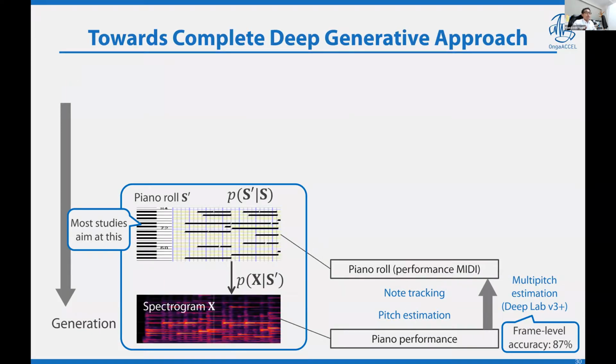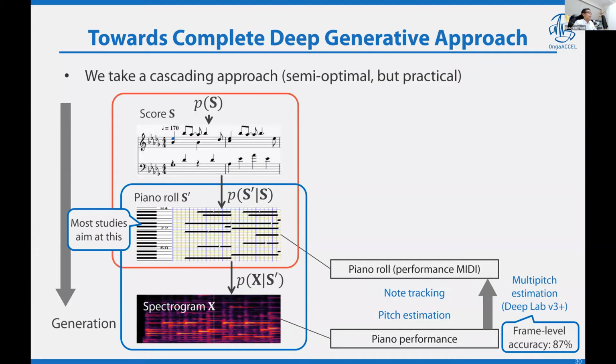So based on this achievement, we aim at a genuine music piano transcription. But to do that, ideally, we want to take a deep generative approach, but now, as an intermediate step, we take a cascading approach. So this is semi-optimal, but practical. Actually, most studies aim at piano roll estimation. Here, the input data is a spectrogram, the output is a piano roll. So this is a typical problem setting of so-called piano transcription.